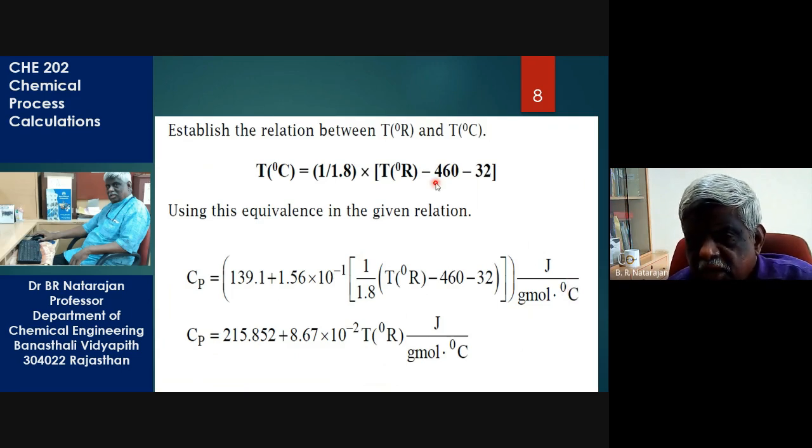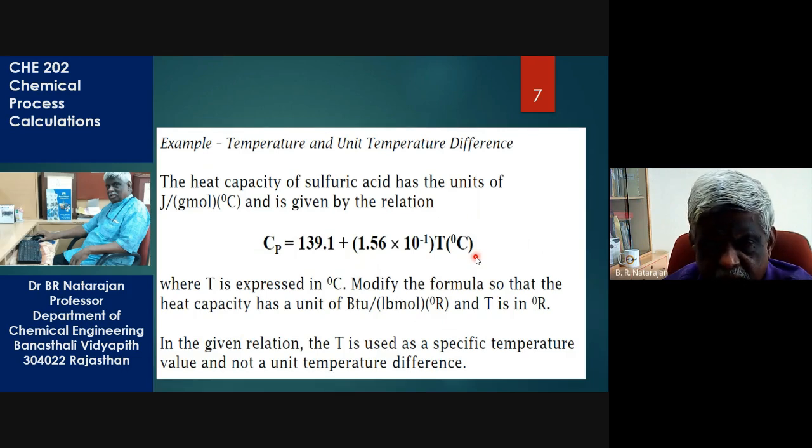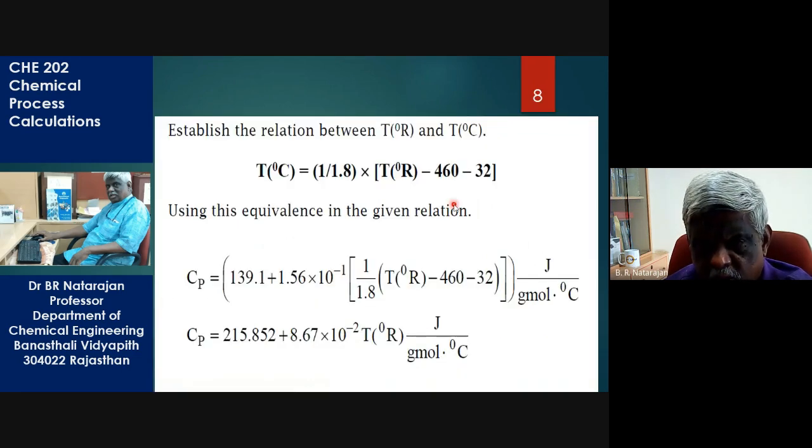I hope this is clear, 460, because in this equation, this centigrade, you are converting it into Fahrenheit and then to Rankine, right? Okay, cool.